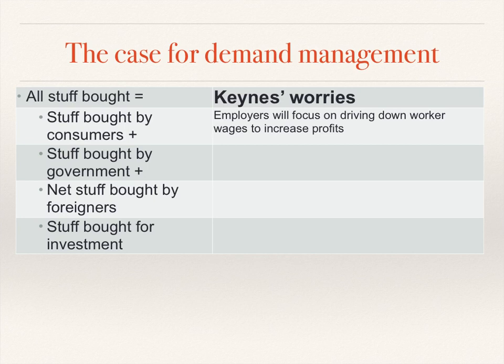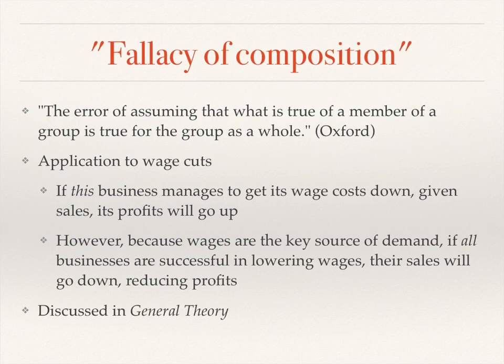Well, he worried that stuff bought by consumers, aside from the issue that wages aren't enough to cover sales, that in a recession or a depression, when the economy is doing badly, employers will think, we're not making enough profit, we can't sell for the price we'd like to sell for because the economy is doing badly. Let's increase our profits by driving down worker wages. Keynes realized that this policy was subject to what is often called the fallacy of composition.